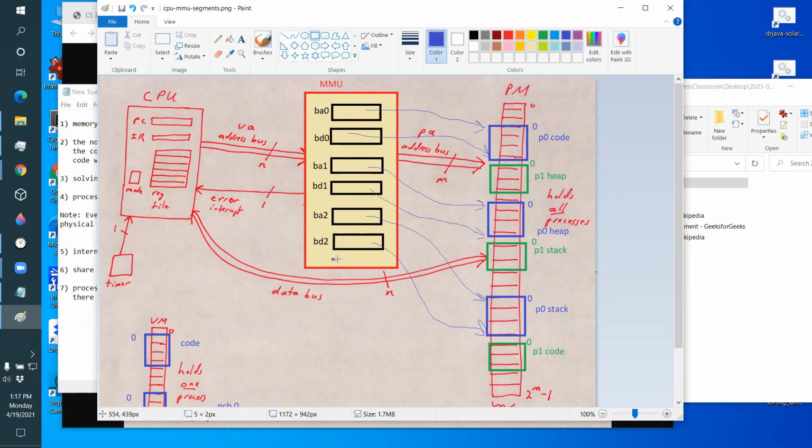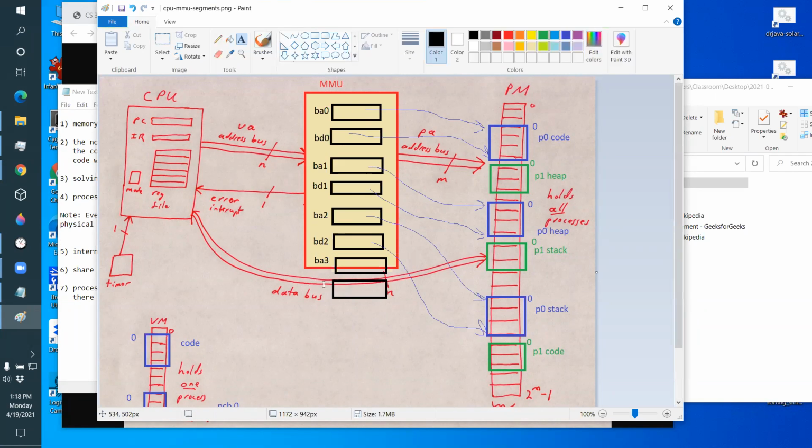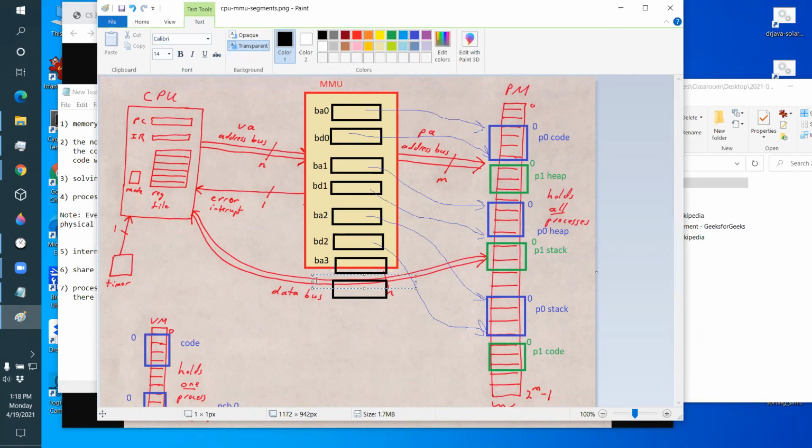Okay, so here's a fourth base and bounds register. Okay, so that'll be base register 3 and bounds register 3. Okay.